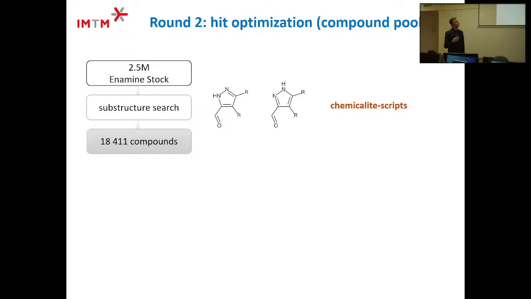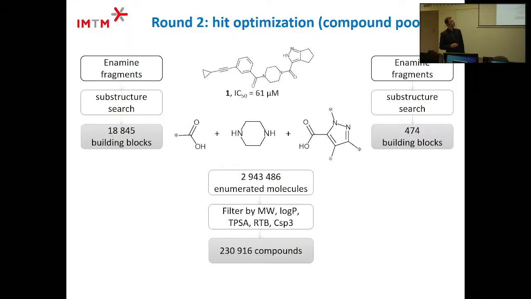Another opportunity was just to perform substructure search. So we decided to explore the chemical space around these pyrazoles connected by a carbonyl group. So we selected all compounds having one of those substructures, and we found only 18,000 compounds, and they were also added to the final pool.